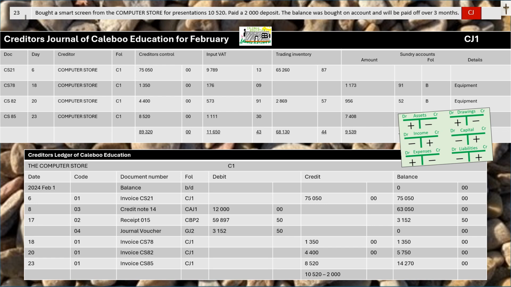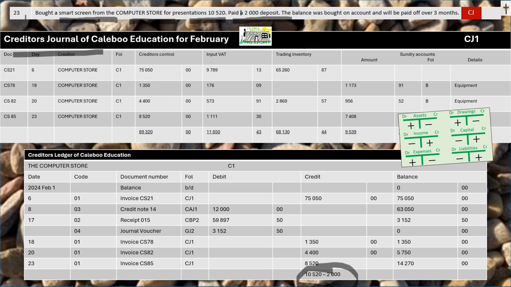On the 23rd, bought a smart screen from the computer store for presentations, 10,520. Paid a 2,000 deposit. Listen carefully. That 2,000 was cash. It does not go into the creditor's journal. We only want to know the amount of the credit purchase. So it is at the bottom of the slide, 10,520 was the price including VAT.